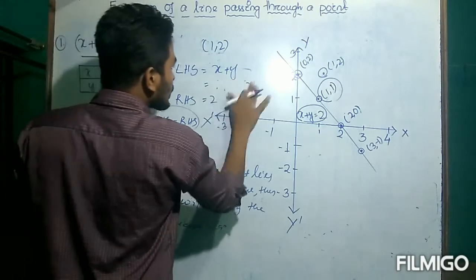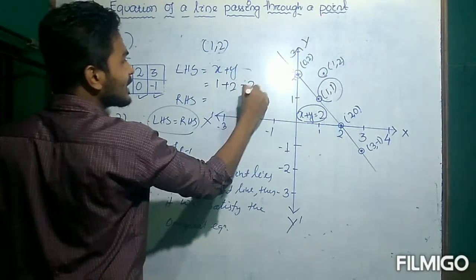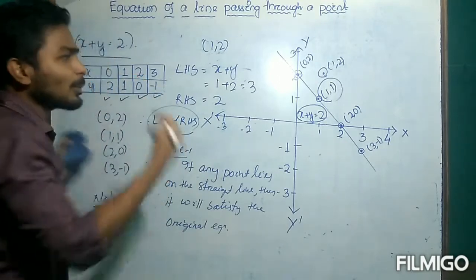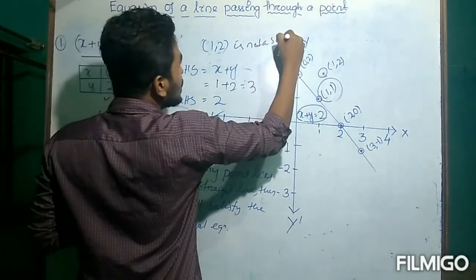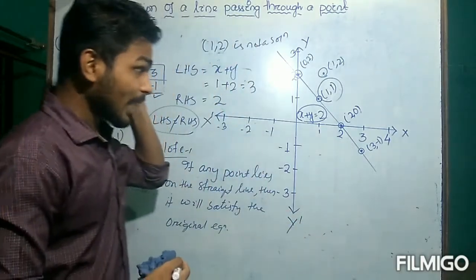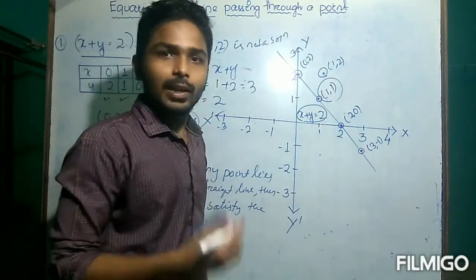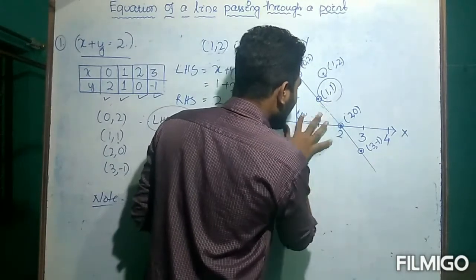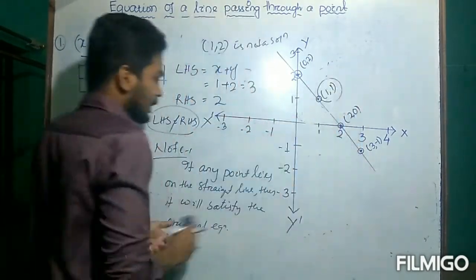Simply substitute the values of x and y here. x is 1, y is 2, you get 3, but RHS is 2. Hence you get LHS not equal to RHS. It means (1, 2) is not a solution, or it doesn't satisfy the original equation. Understood? So every point that lies on the straight line satisfies the equation, and a point which does not lie on the straight line does not satisfy the equation. These are the two basic concepts that we have already discussed in previous lectures.